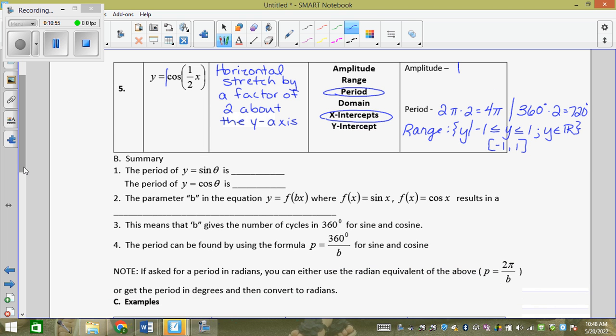So the period of a sine graph is what? 2 pi or 360 degrees. The period of a cos graph? The parameter b in the equation y equals f(bx), where f(x) equals sin x or cos x, results in a horizontal stretch.